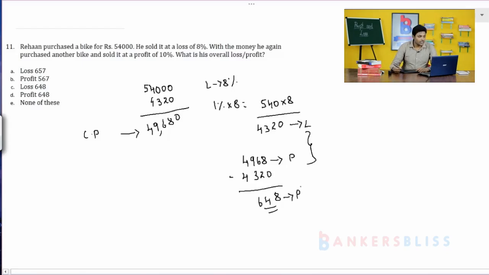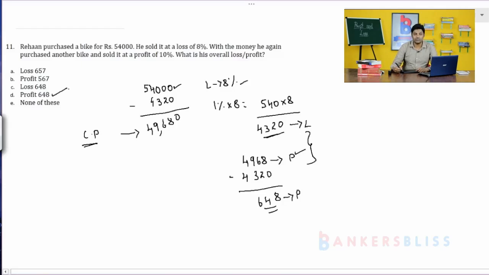Very simple, okay. In the first case they have given the cost price, that is 54,000 and 8% loss. So what is the loss amount? 4320. So after selling the bike at a loss, he got 49,680. With this 49,680 he purchased one more bike. So in the second case the cost price is 49,680. For that he got 10% profit. The profit is 4968. So at the end of the day he got the total profit as 648 in the whole transaction. So 648 profit, option D is the right answer, okay.